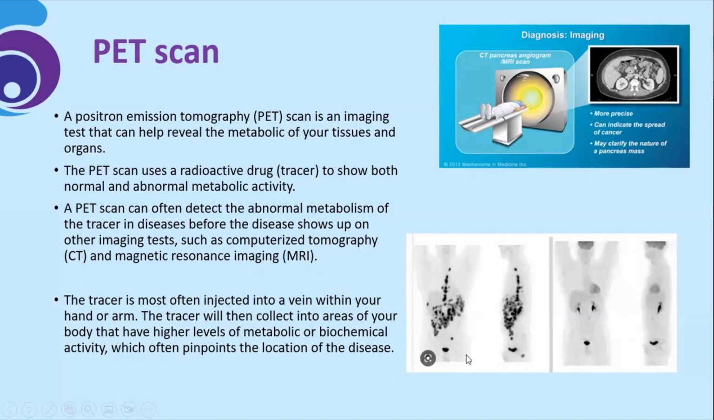As I said, the PET scan will detect abnormal metabolism of the tracer, so it's going to the areas where it's needed. In conjunction with the CT scan and the MRI, it will give your team, the MDT, your surgeon, your oncologist, a really good idea of where the cancer is, and what the plan is from there.